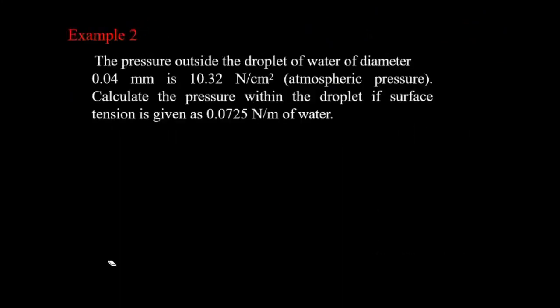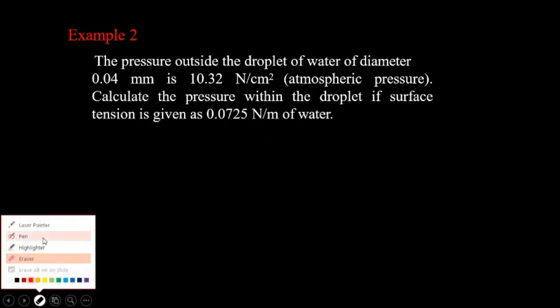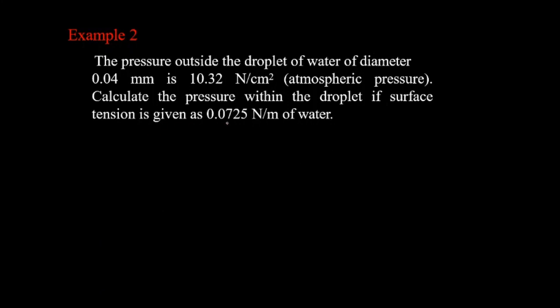Another example we'll see. The pressure outside the droplet of water of diameter 0.04 mm is 10.32 Newton per centimeter square, given as atmospheric pressure. Calculate the pressure within the droplet if the surface tension of water is 0.0725 Newton per meter. So they have given the outside pressure, and we have to calculate the pressure inside the droplet.